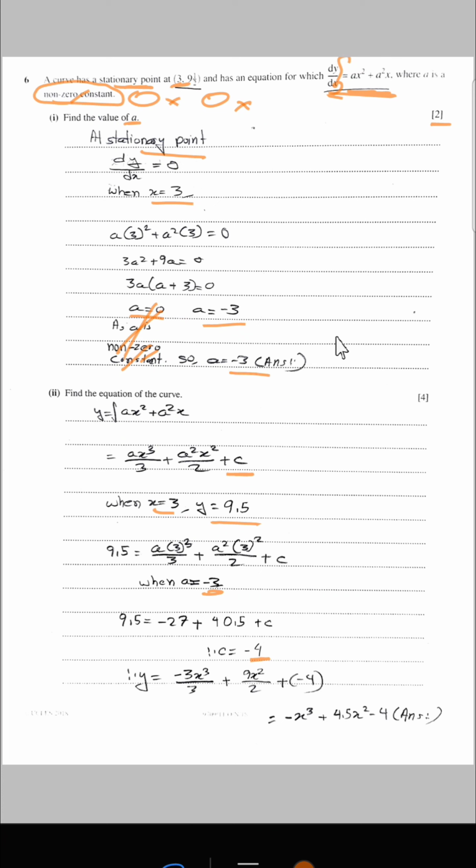Find the equation of the curve. We know the equation for dy by dx, so the equation of the curve is found by integrating dy by dx with respect to x, and we get an extra constant c. We know the value of x and the value of y, so we put these in our equation and find the value of c, that is minus 4. Since we know c is minus 4, now we can write the expression for y in terms of x as the equation of the curve.